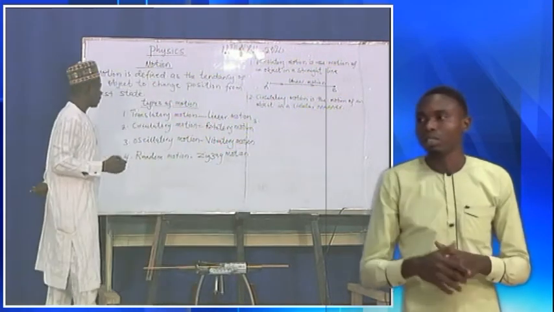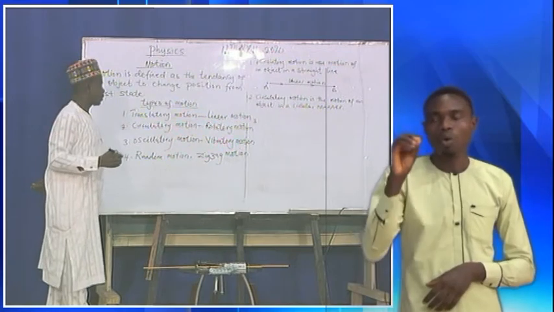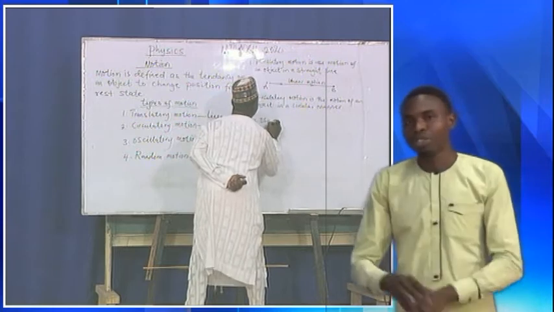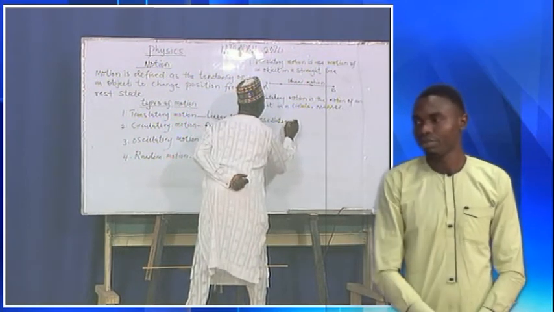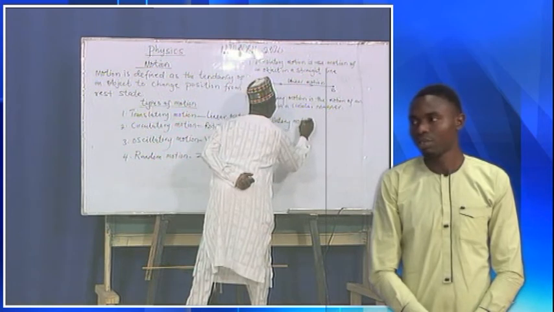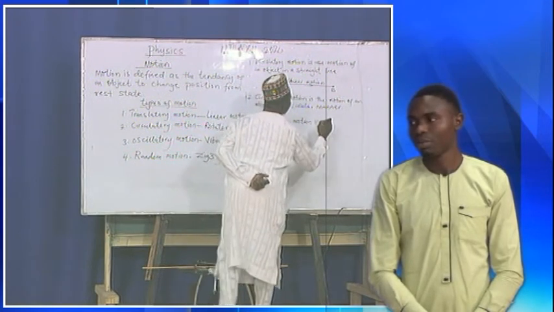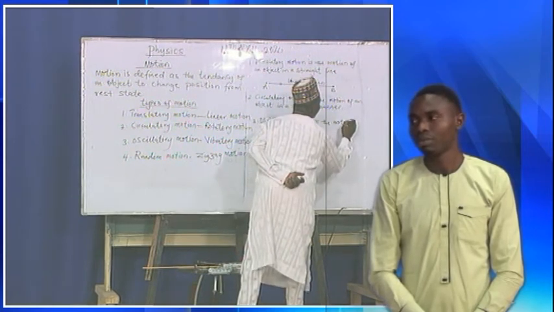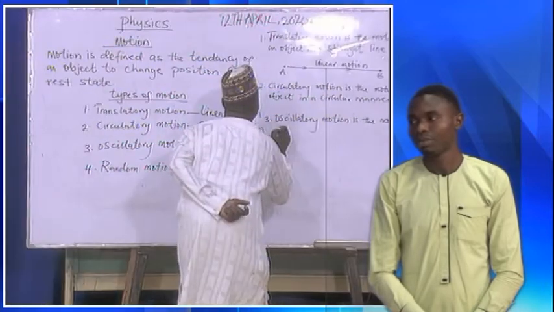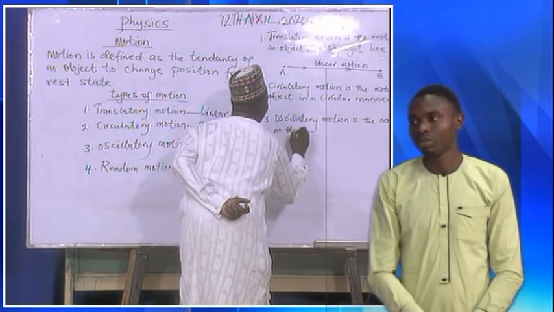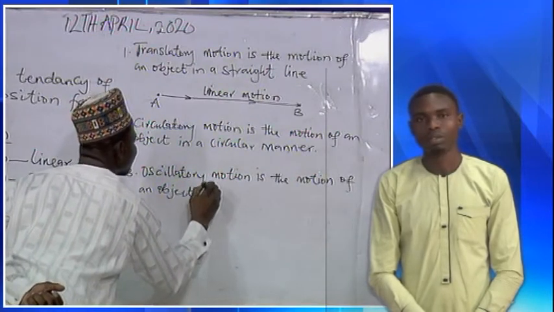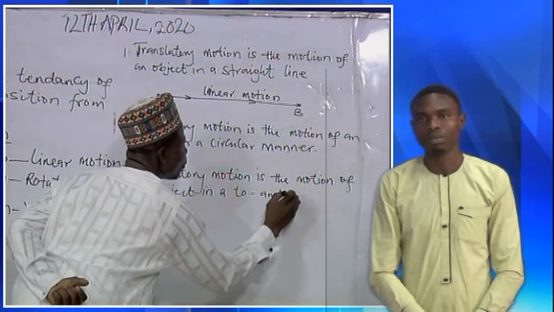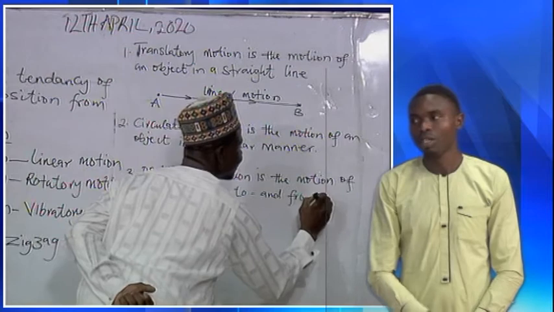Please, number 3 is what? Children, what? Oscillatory motion. Oscillatory motion is motion in a to and fro manner. Please, to and fro manner.